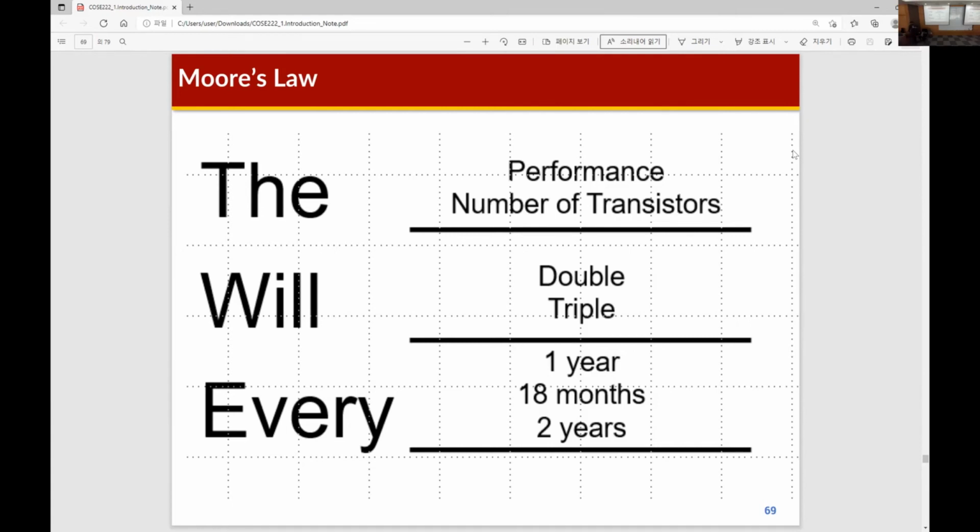So what does that mean? If we purchase a CPU chip, then every 2 years the number of transistors in the new CPU is double that of the previous CPU, the CPU sold 2 years ago. That is Moore's law. So Gordon Moore, the Intel CEO, just observed some trend in the number of transistors in a chip, and then made this law.